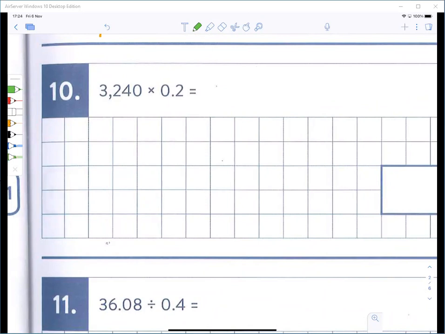You can do column multiplication, or you could change the 0.2 into what fraction? So what is 0.2 the same as? 2 out of 10. Yeah, 0.2 is 2/10, isn't it? Because it's in the 10th column. So 0 is in the units column, 2 is in the 10th column, so that's worth 2/10.